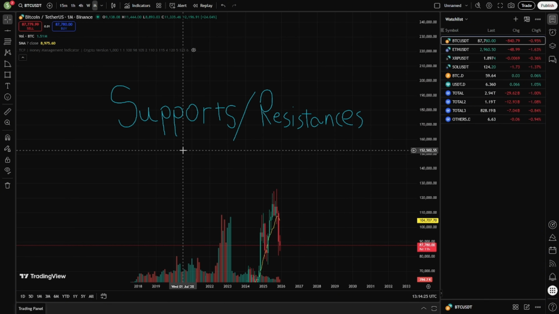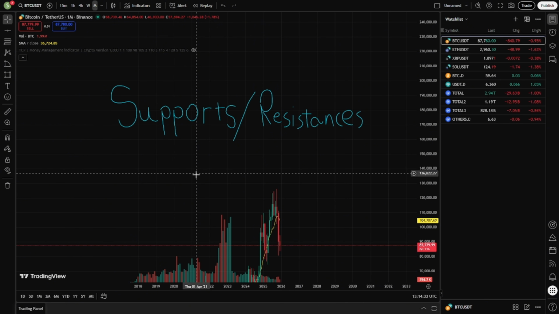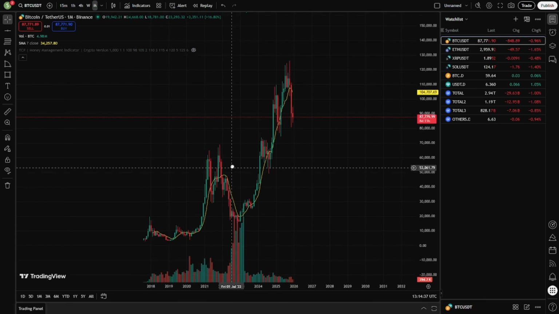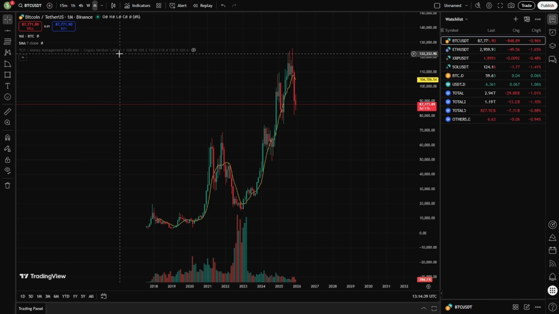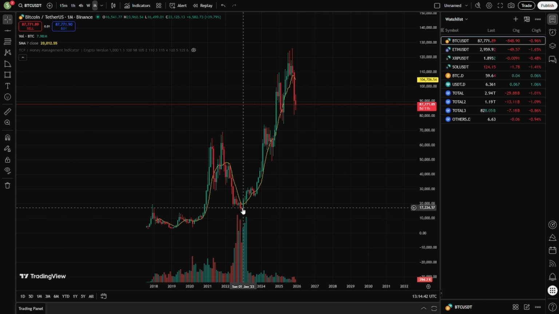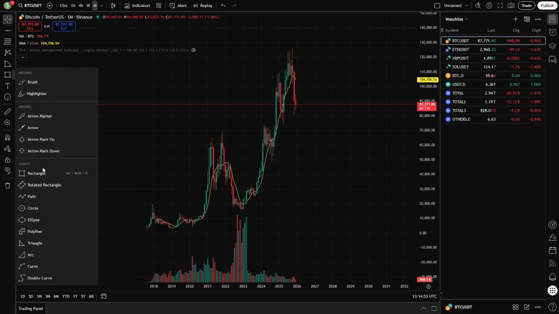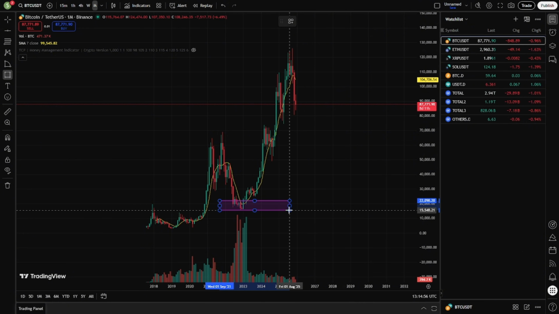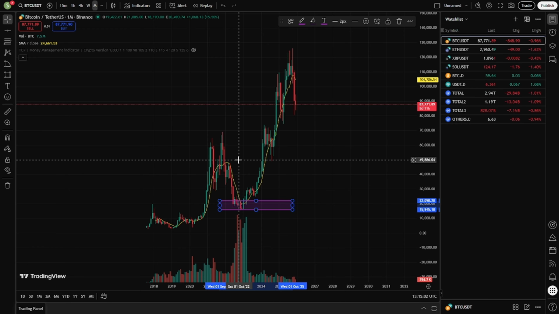In simple words, support is an area and not an exact price. It's an area where price usually stops falling because there are many buyers buying there. For example, we can see here in the Bitcoin monthly chart, this is the monthly time frame, meaning each candle is 1 month. We can see that the price kept falling here, and here it found an area where price was supported. We can highlight it with this rectangle, and we can see that buyers here started supporting the price and prevented the price from falling further.